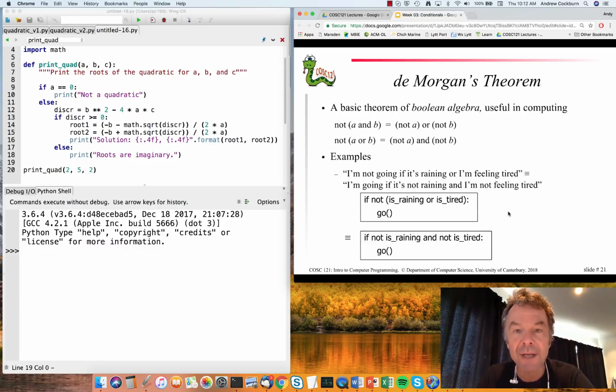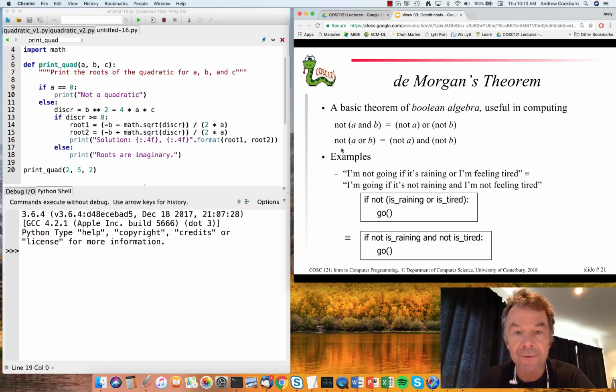Okay, so let's get going. De Morgan's theorem is a theorem of logic. It's a basic boolean algebra method that's very useful in computing. And what it says is that if we've got 2 conditions A and B, and we're wanting to determine not the result of A and B, we can rewrite that, if necessary, as not A or not B. The 2 are logically equivalent. And in the next video, I'll briefly introduce truth tables, which allow us to prove these logical equivalences.